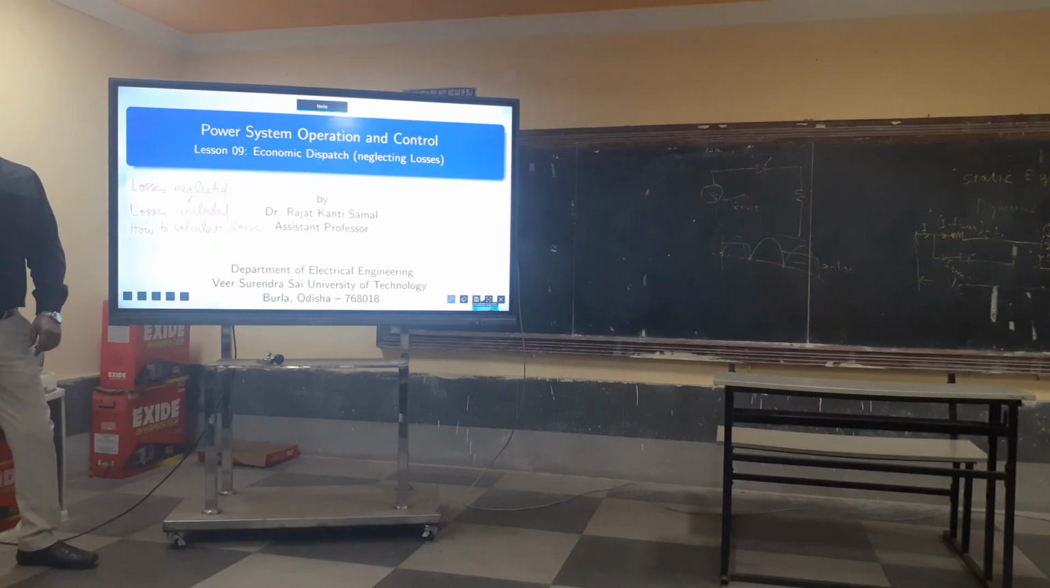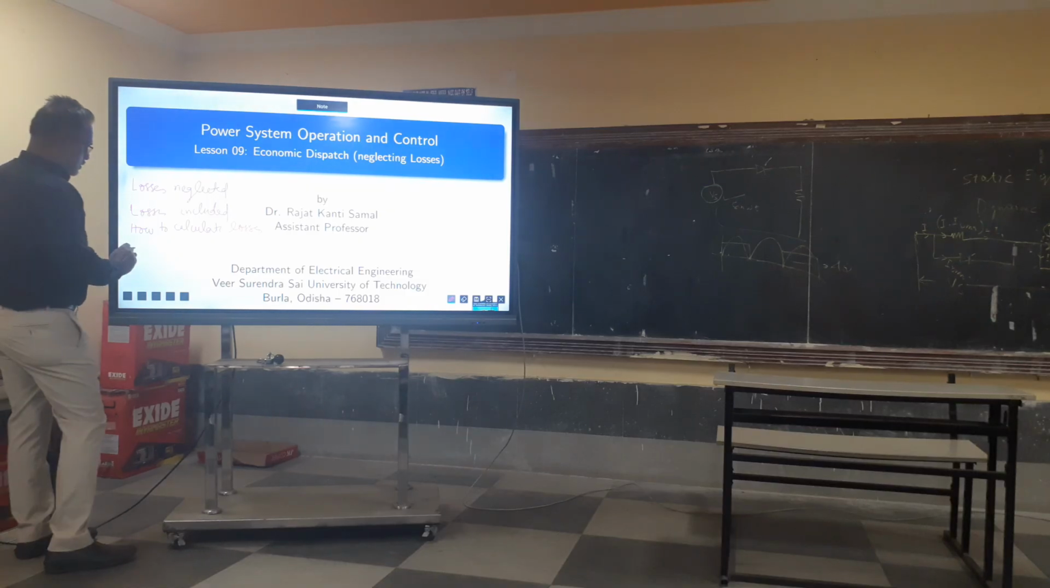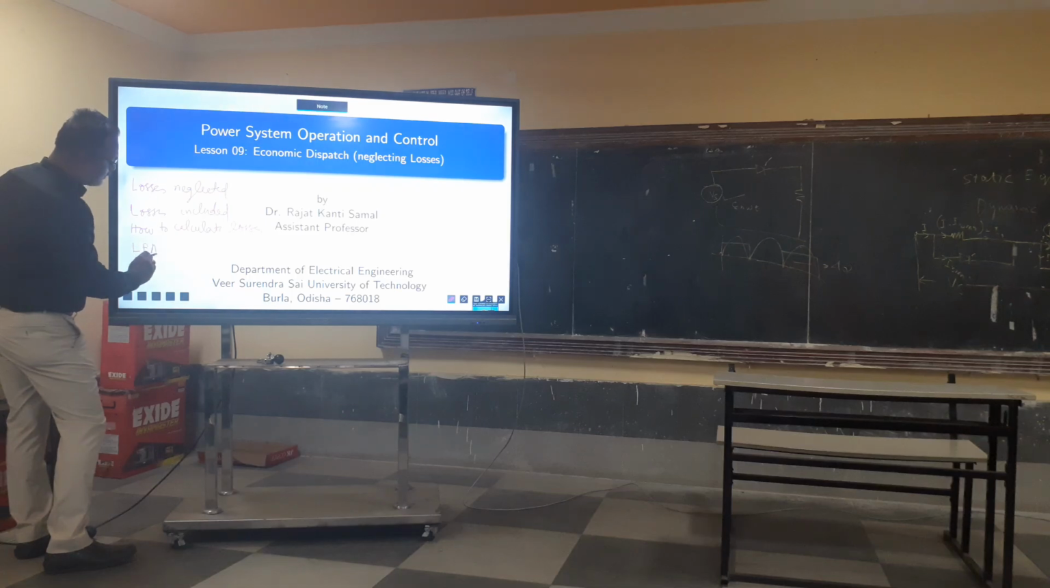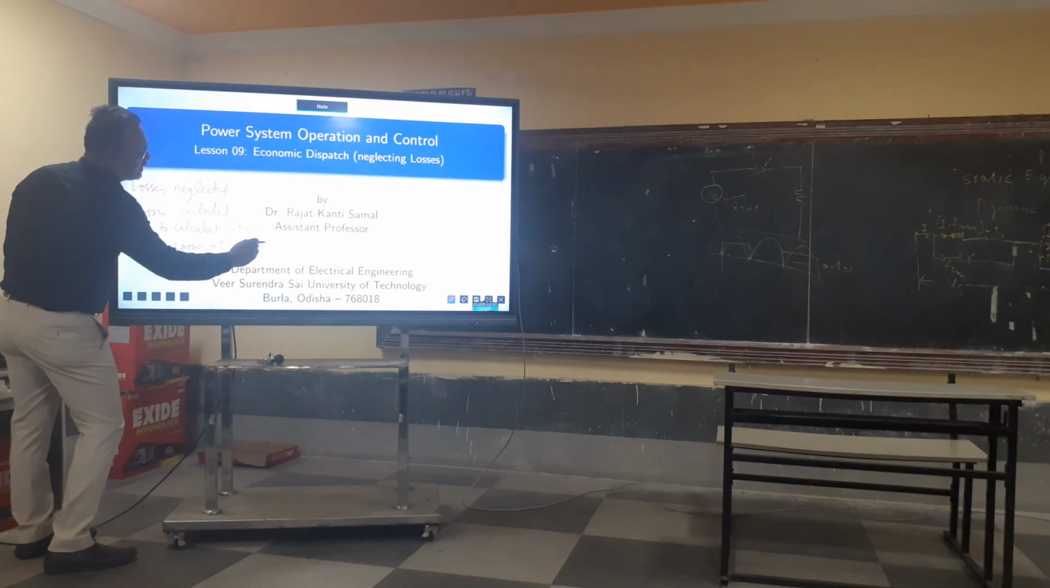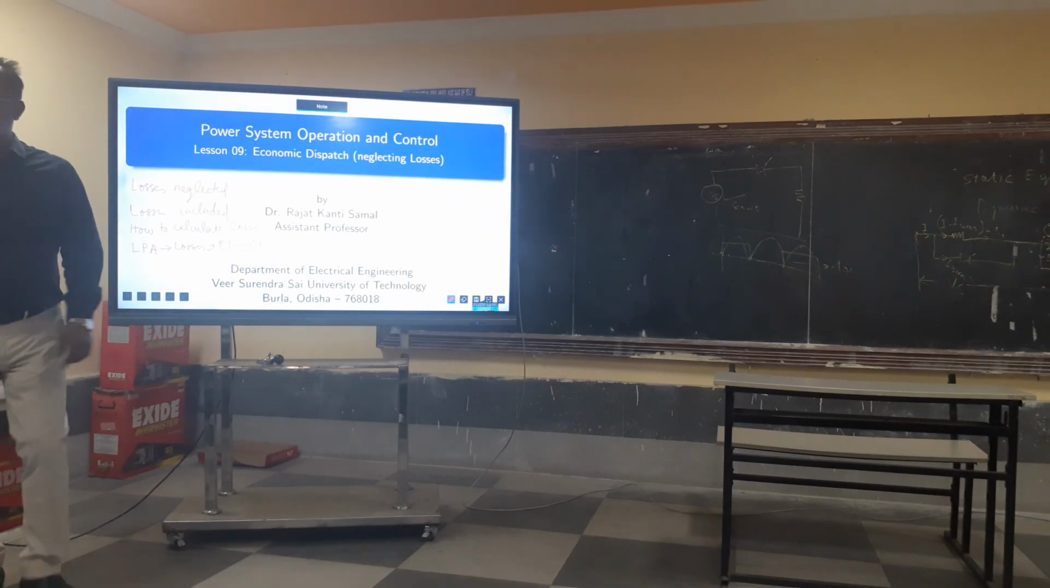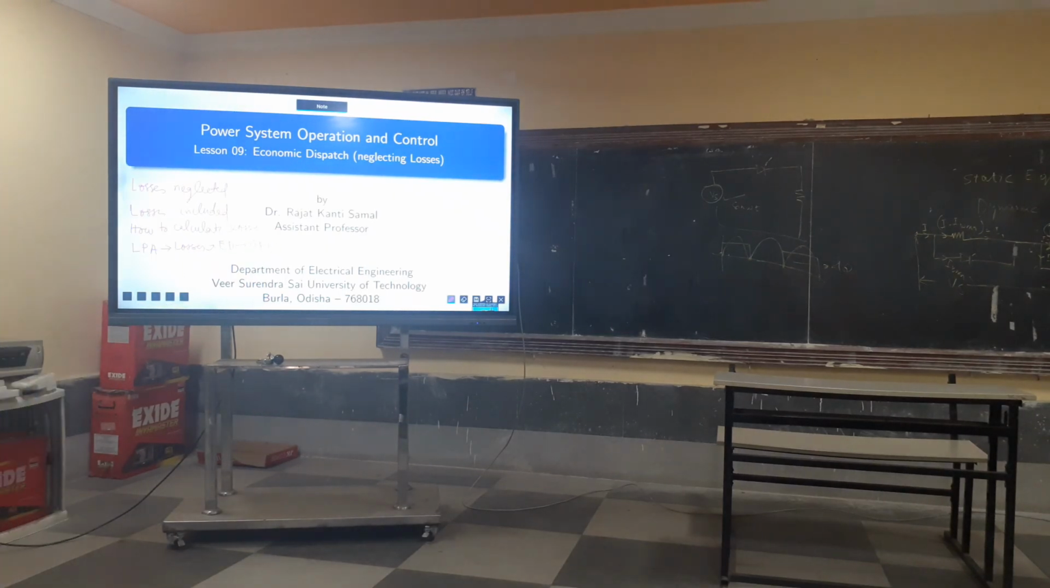And the last part is directly from the load flow analysis compute the losses. Okay. And include that in economic dispatch, which will result in optimal power flow. Okay. So these are the 4 classes that we will cover.